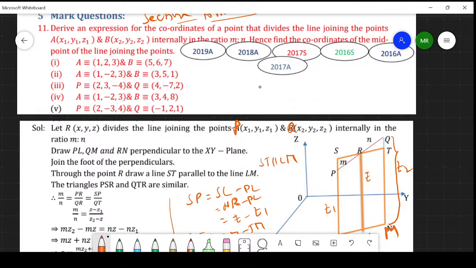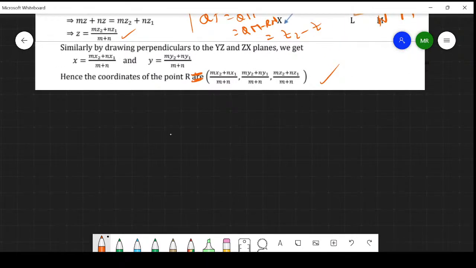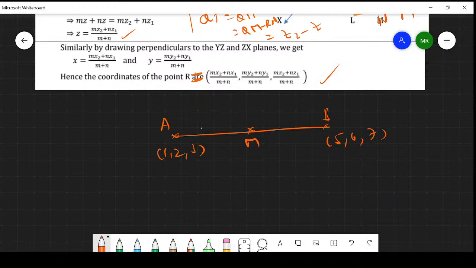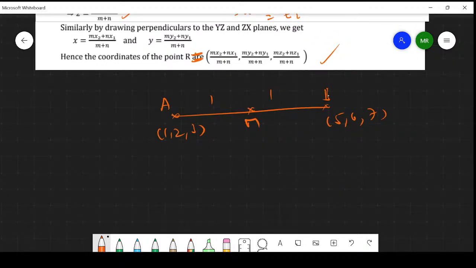So what is the midpoint formula? Suppose you have taken this one. I will write A(1, 2, 3) and B(5, 6, 7). Remember these points, A(1, 2, 3), B(5, 6, 7). When I use the midpoint formula, they are asking the midpoint. So exactly, let M be the midpoint of AB. So the ratio is 1:1.